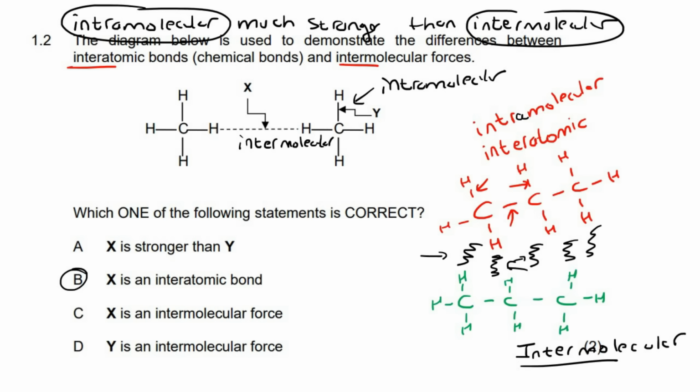B, let's see. X is a interatomic. Nope. X is an intermolecular because it's between the molecules. C, X is an intermolecular force. Yes, that is correct. Let's just check D. Y is an intermolecular force. No, it's not. Y is an interatomic or intramolecular. Not inter, intra. Make sure you understand the difference between inter and intra.